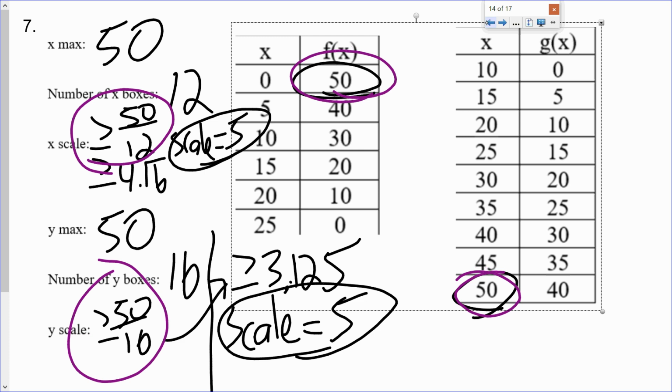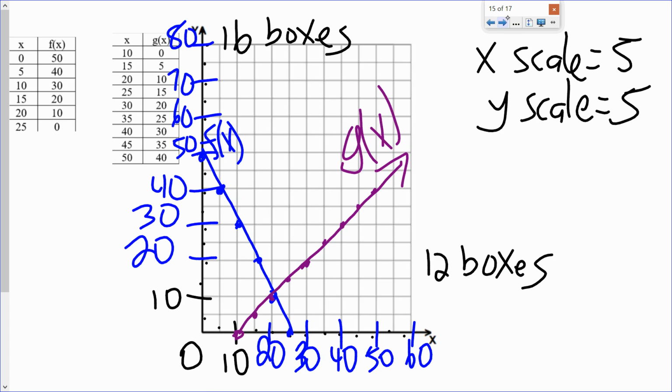There's more than one correct answer. You kind of have to use your judgment. The closer it is, the better it's going to look, but we want it to be a number that's easy to work with, so we're less likely to make a mistake. Once you have that, label your axes, count everything out, plot your points, and you're done.